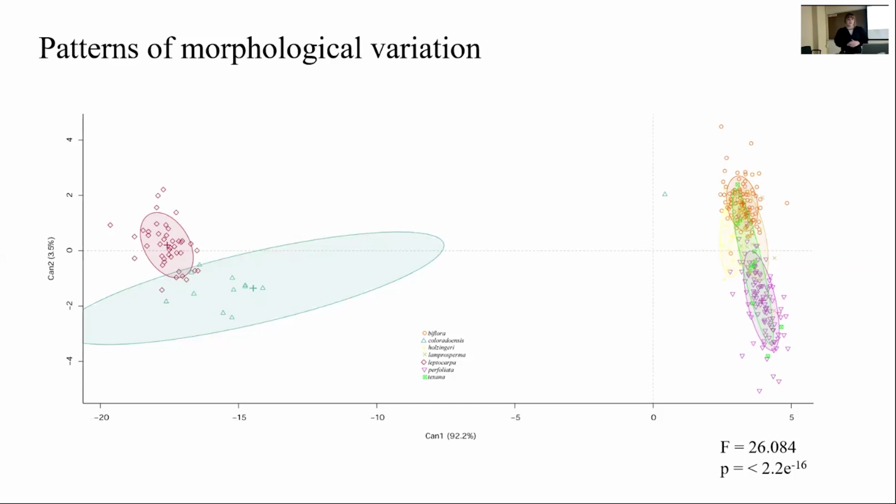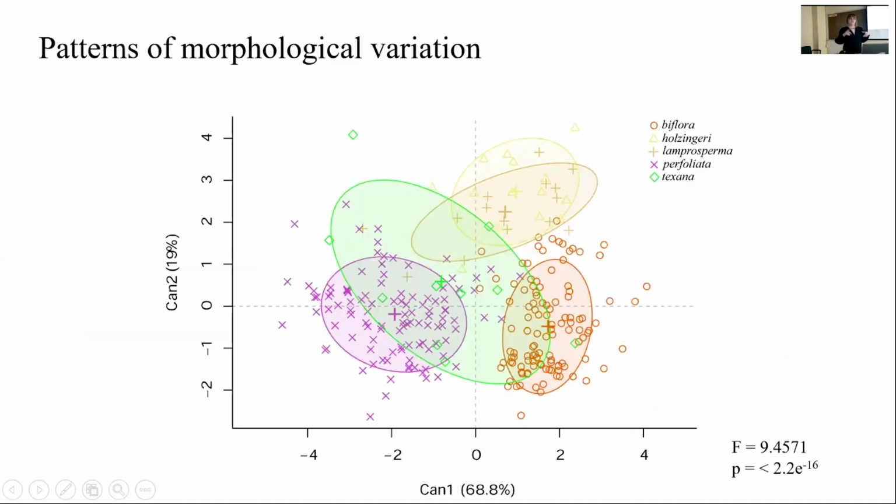So next, I wanted to do a MANOVA to see if these groups were significant. And I think this illustrates really well what I was saying about Coloradoensis and Leptocarpa being wildly different from the other 5 species. So I ran a second one to focus in on those 5 most morphologically similar. And here, first I'd like to note that Biflora and Foliata again form distinct groups, which is awesome and exactly what I would hope to happen.